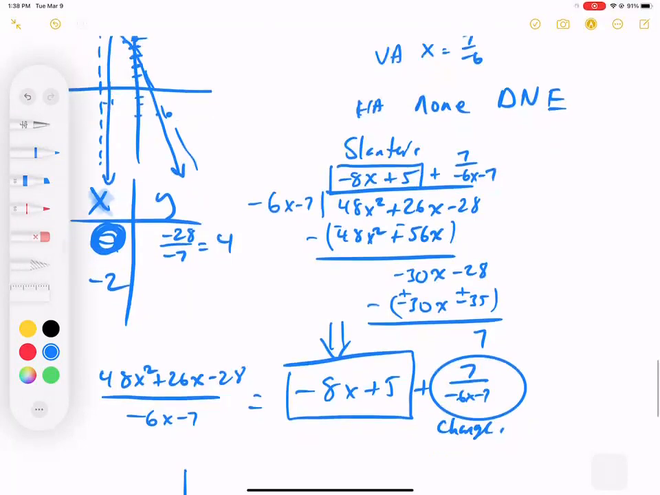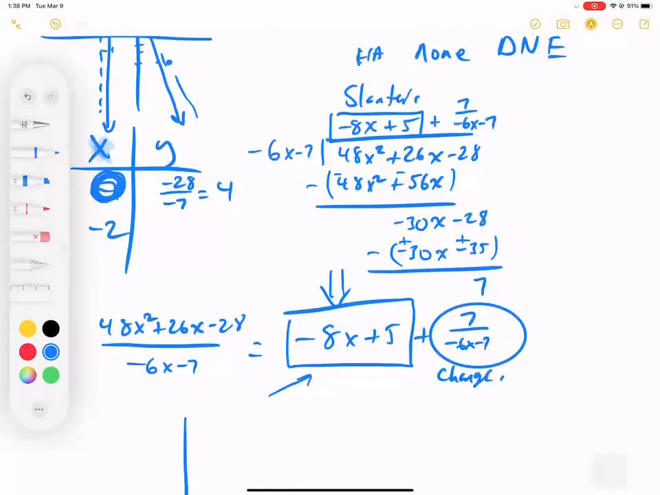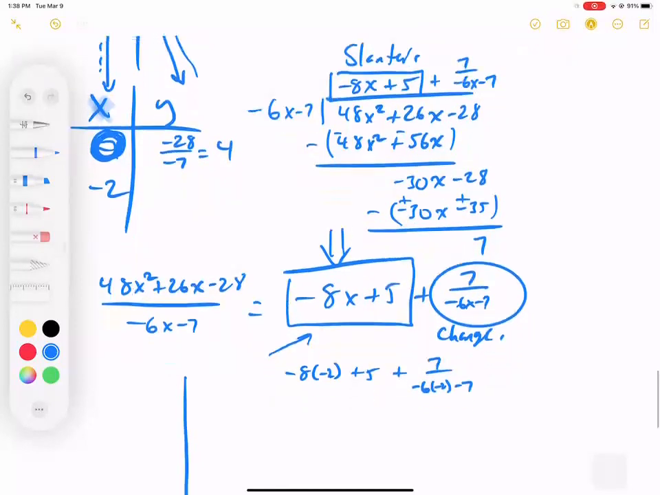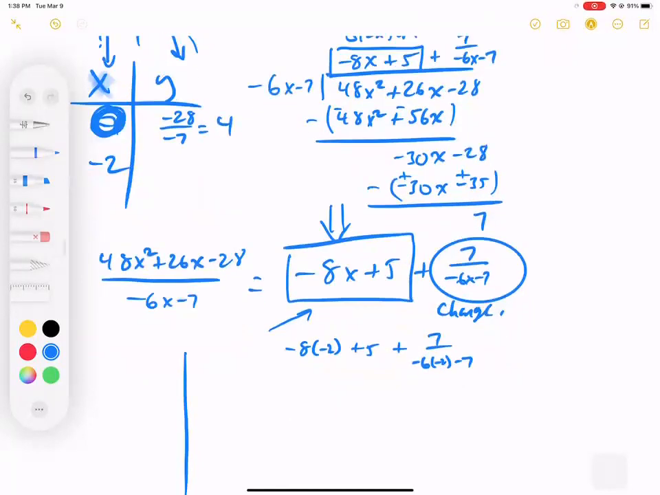This might be a bit of work. But you know what? Let's plug into here instead. Both ways work. If I plug in negative 2, negative 8 times negative 2 plus 5 plus 7 over, careful, 6 times negative 2 minus 7. So we're ending up with 16 plus 5 plus, this is going to give us positive 12 minus 7. So we're at 7 over 5.